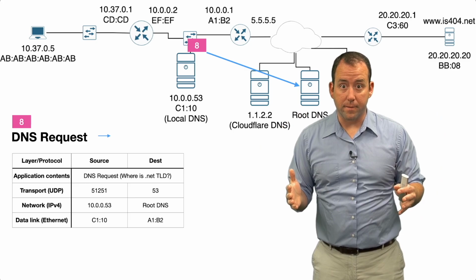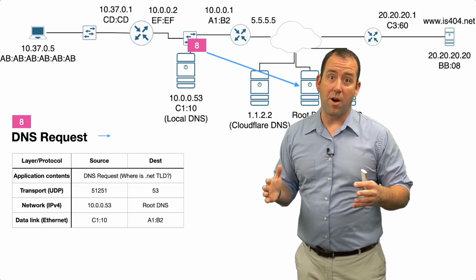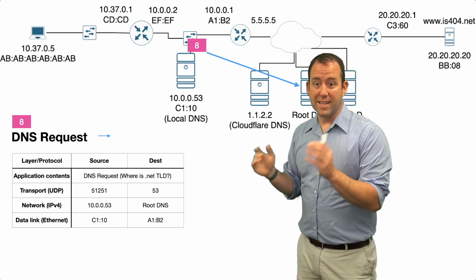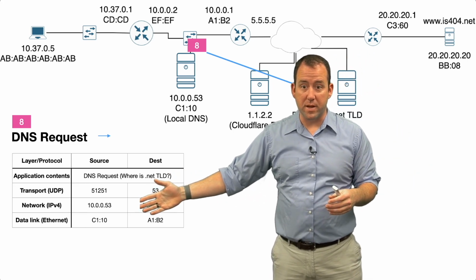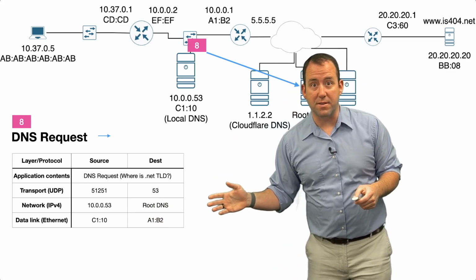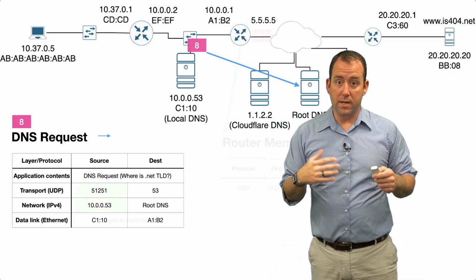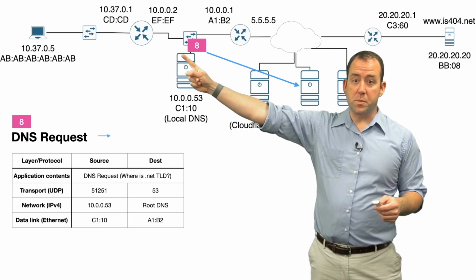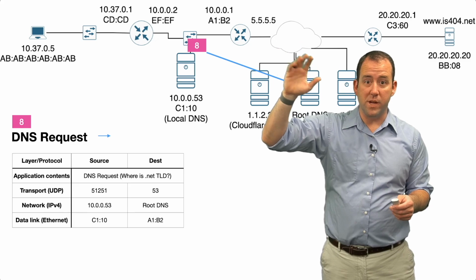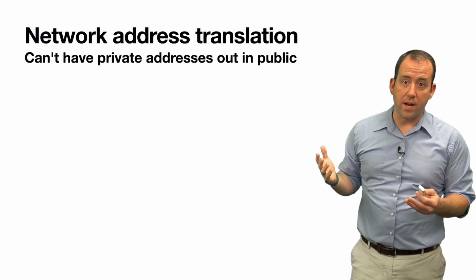There's one problem here. We're making the switch now from our private network to the public network, which means that this packet, all of this information over here, needs to be replaced. We can't have the private addresses out on the public network. So what are we going to do when this packet makes it to this router and has to make the switch from being on our private network to being on a public network? We're going to do network address translation.